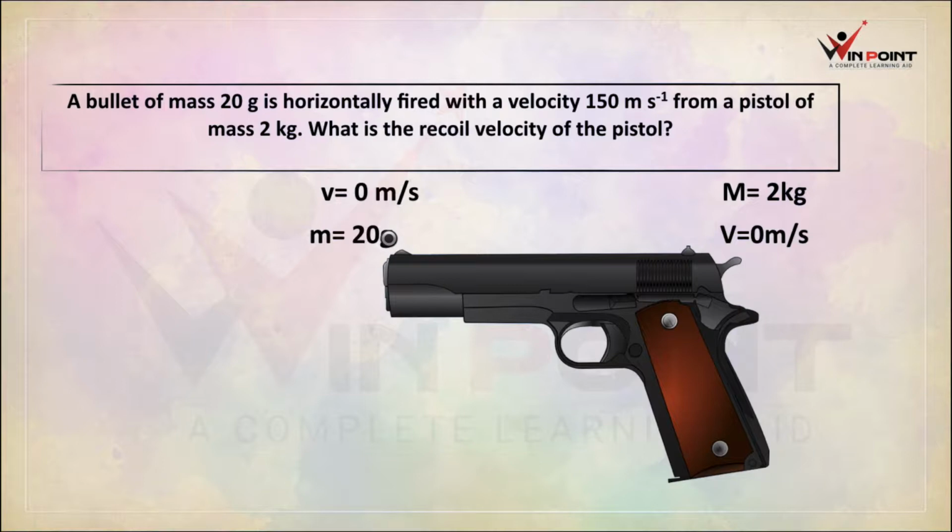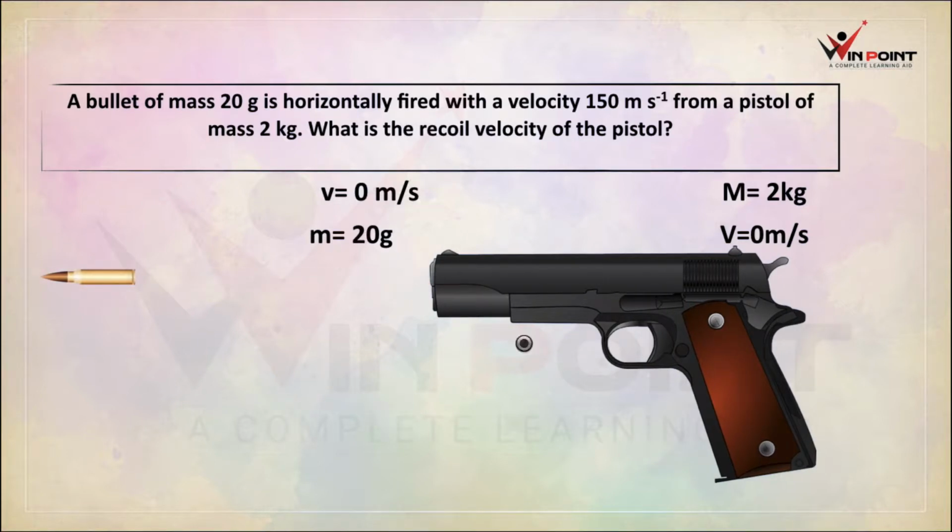Before firing, we are considering now before firing. What is the velocity of the bullet before firing? The velocity of the bullet is 0 meter per second, because the bullet is not moving, and the mass of the bullet is 20 gram and the mass of the gun is 2 kilogram, and the velocity of the gun before firing is also 0 meter per second, because the gun is at rest. Now the bullet is coming out. At that time the gun moves backward, right?